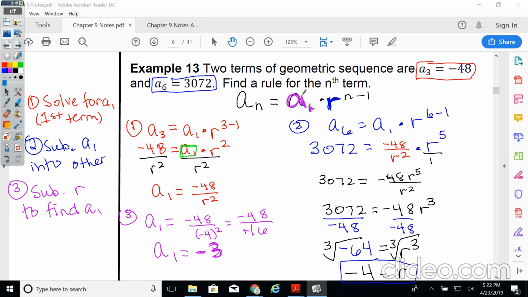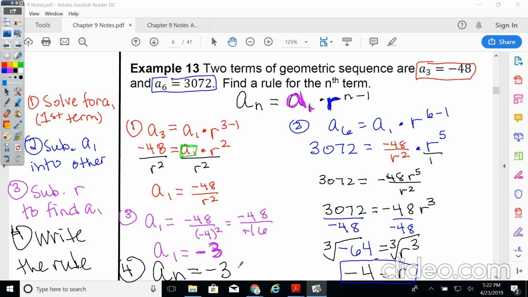So now we have everything that we need to make the formula. Step 4 is to just write your equation, write your rule. So a sub n equals a sub 1, which was negative 3, times r, which was negative 4, and we leave our exponent as n minus 1. So this is what the question asks for, but we don't have any information to start with, which is why we had to do all the other stuff in between.